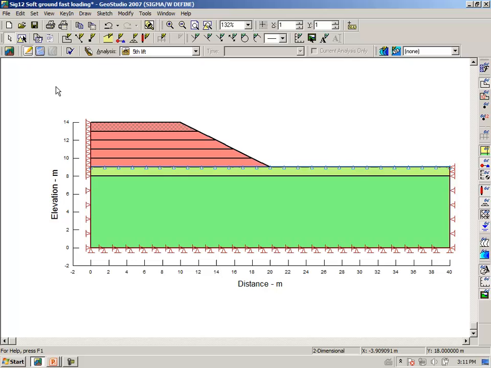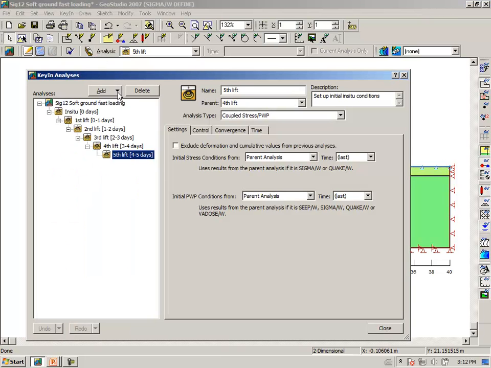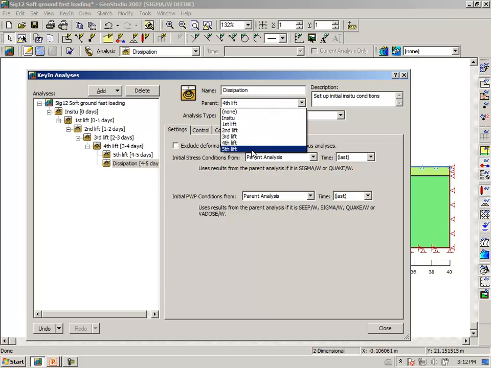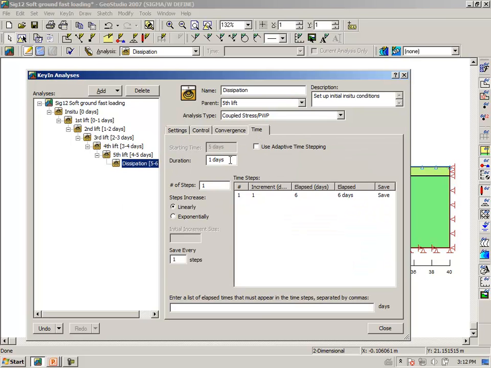For interest's sake, let us add one more analysis, and let's call it the dissipation analysis. Clone the fifth lift, call this the dissipation analysis, and our parent is the fifth lift, and let us model and look at what the dissipation of the pore pressure looks like over 30 days.